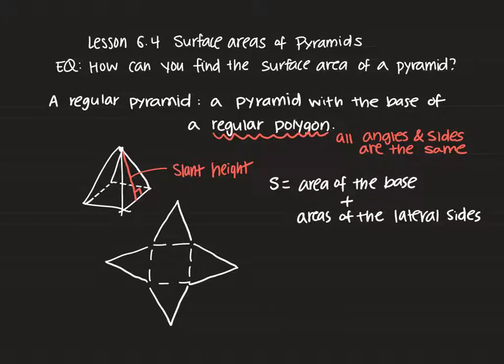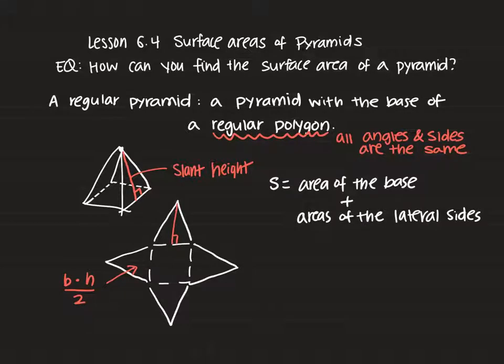Now you have to remember that in order to find the area of a triangle, you do base times height divided by 2. That will give you the area of a single triangle, and then depending on the number of lateral sides, you're going to multiply it so that you can find the total area of the triangles.